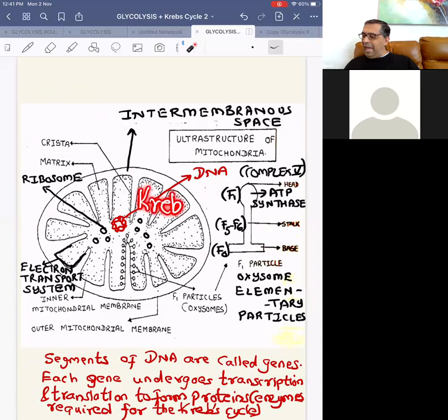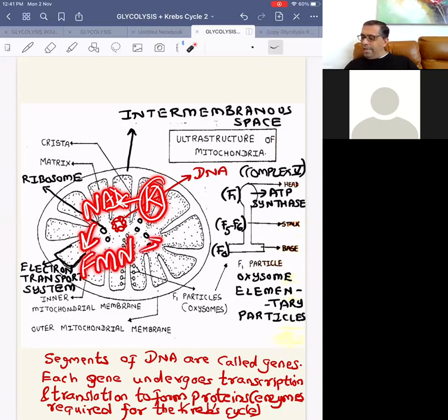So if we see in the diagram carefully, where is the Krebs cycle taking place? The Krebs cycle takes place inside the matrix, and it gives away hydrogen. Who is the acceptor of hydrogen? NAD. From NAD, where does it go next? FMN. From FMN, where does it go? Coenzyme Q.